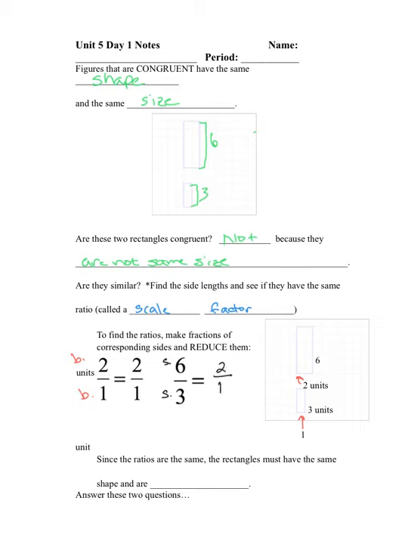Okay. So that means these ratios match. See, they're both 2/1. Since the ratios are the same, the rectangles must have the same shape and are similar. So get these two definitions. Congruent means same shape and size. Similar means same shape and the sides are in the same ratio, the same proportion.